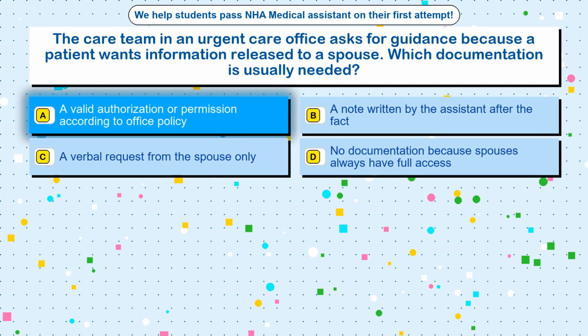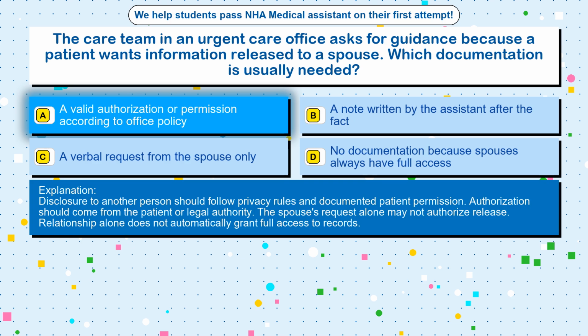The correct answer is option A. A valid authorization or permission according to office policy. Disclosure to another person should follow privacy rules and documented patient permission. Authorization should come from the patient or legal authority. The spouse's request alone may not authorize release. Relationship alone does not automatically grant full access to records.